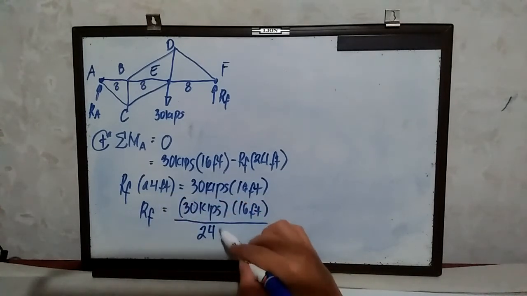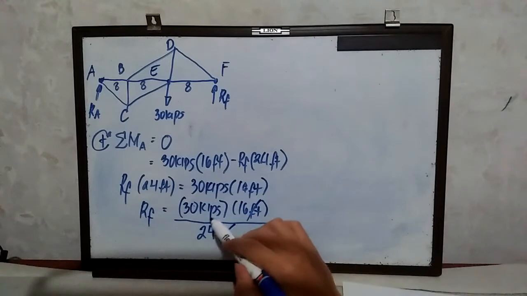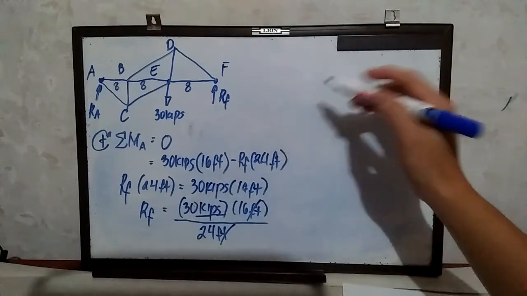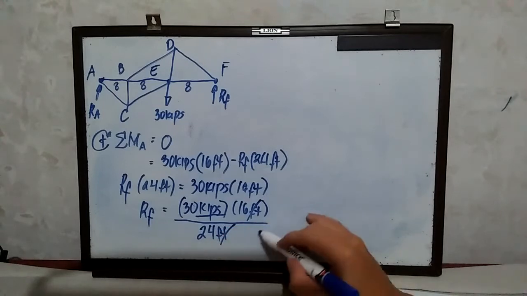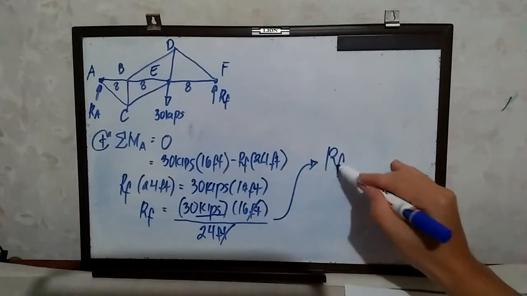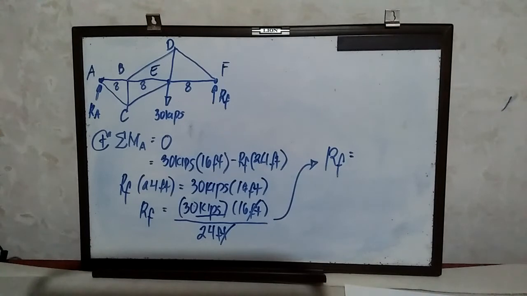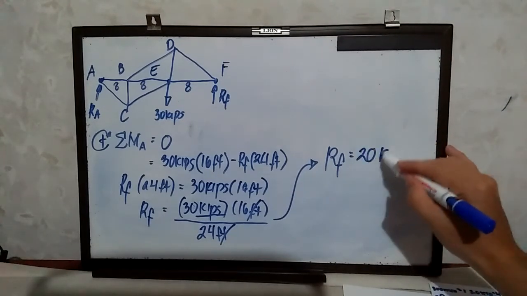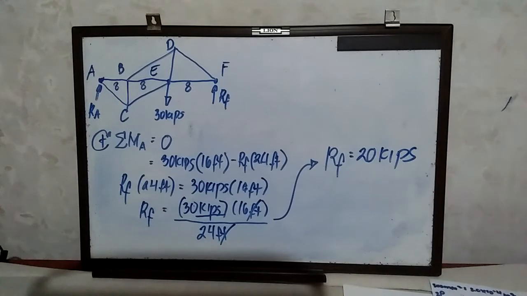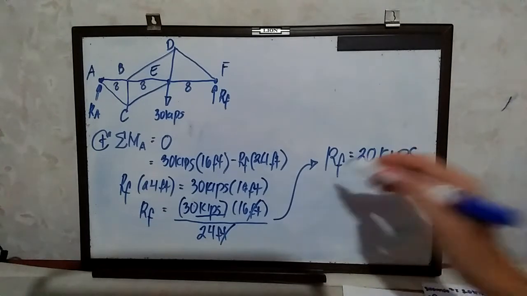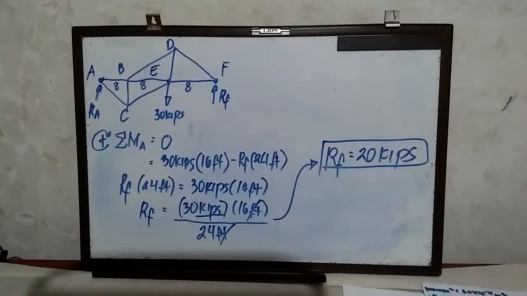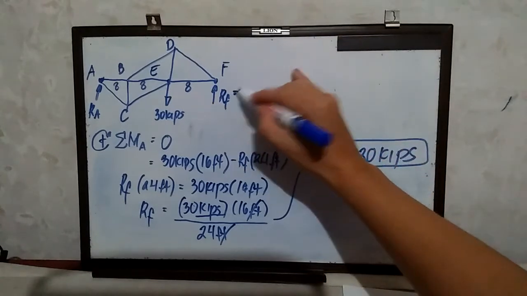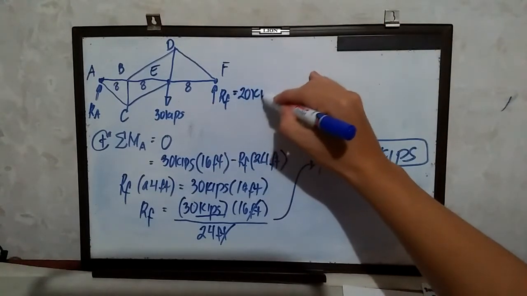It's all about algebraic operation. Cancel the feet. The remaining unit is in kilopounds. So r sub f is equal to, that should be the answer for this one upon simplification. That is 20 kips. That's 20 kilopounds basically. So we have here r sub f is equal to 20 kilopounds. And if we somewhat manage to solve for r sub f, this is 20 kips.